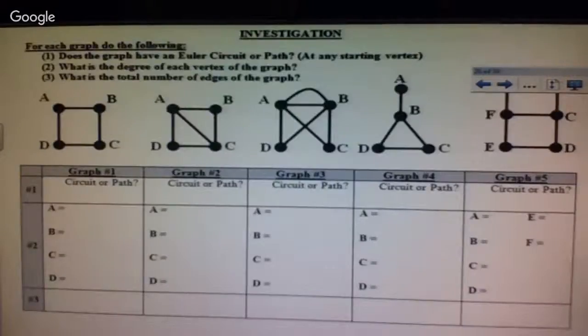You really don't. Okay, so take a look at this. Graph number 1. Can I do a circuit or a path here? Circuit. This one's a circuit. It's a big old square. I can start at A, make my way straight back to A. Circuit. Okay. What's the degree at A? 2. What's the degree at B? 2. C? 2. And D is 2.